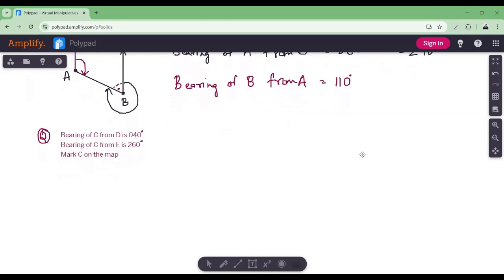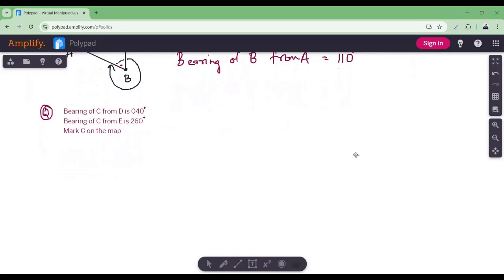So, the bearing of C from D is 40 degrees and the bearing of C from E is 260 degrees. Whenever I say from D, from E, you have to know that that is where I'm going to draw my north. So I'm going to take D here. This is my D. And from D, I'm going to draw a north. North means directly, vertically upwards, right? This is north. And they're saying it is at 40 degrees, right? That means from here only I have to measure, right? So I take a protractor and I measure 40 degrees.